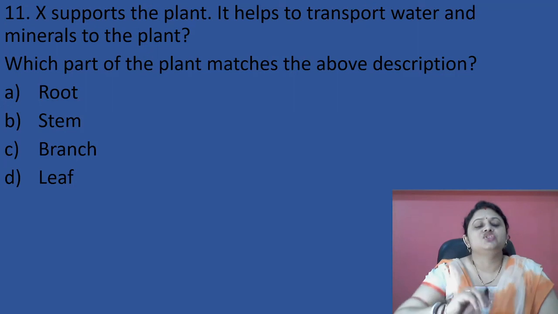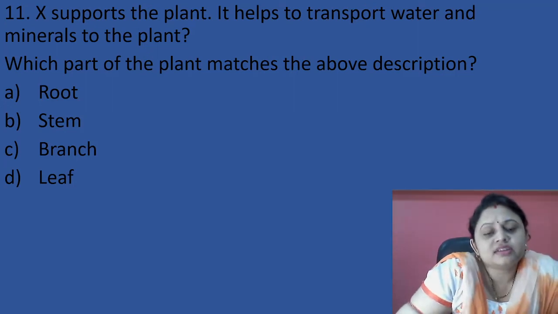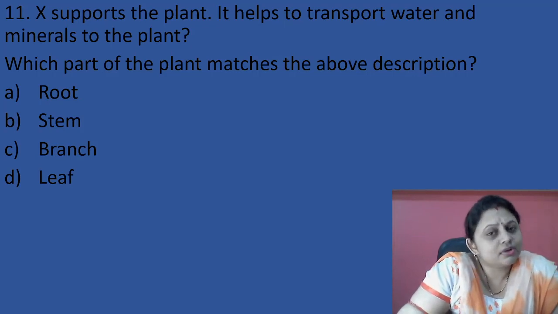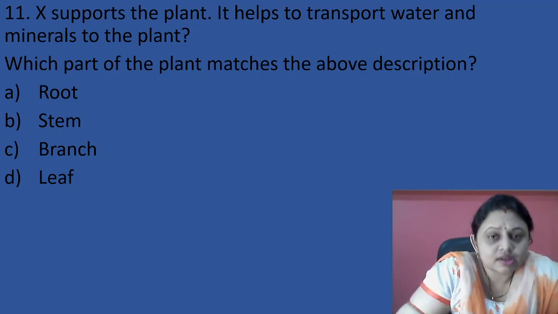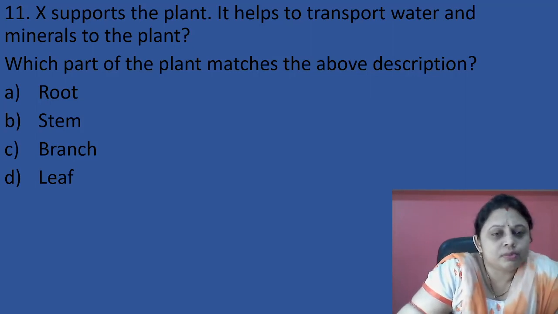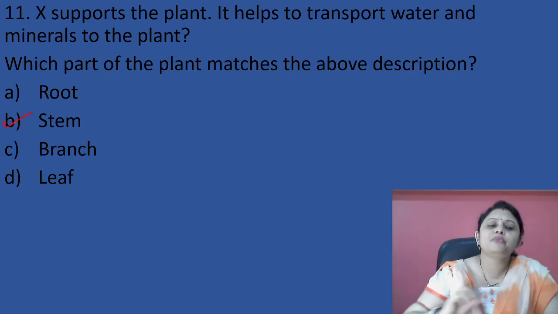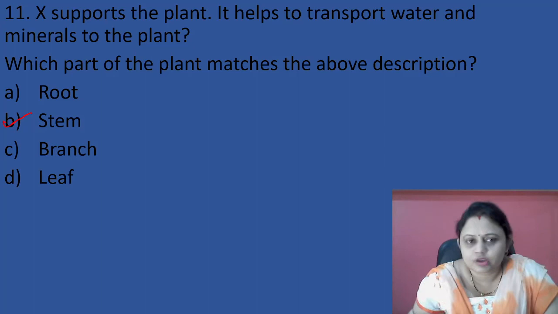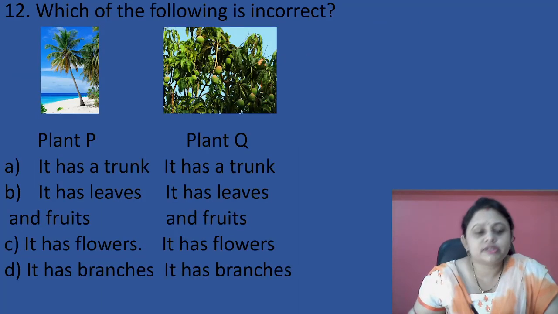Okay, next. X supports the plant. It helps to transport water and minerals to the plant. Which part of the plant matches the above description? We know that the stem is the part that supports the plant, and the stem also helps to transport water and minerals to the plant. So which is the correct option? The correct option should be option B, that is stem. Got it? Let's move to the next question.